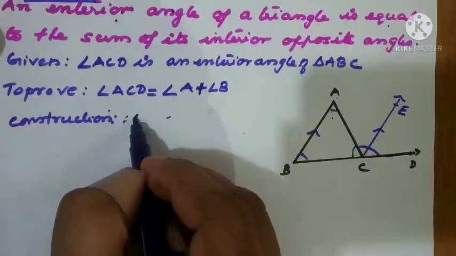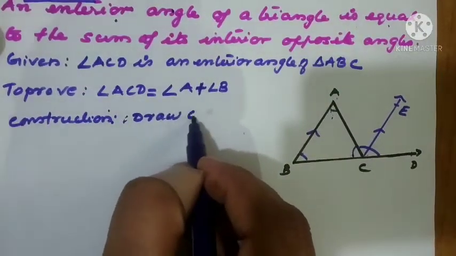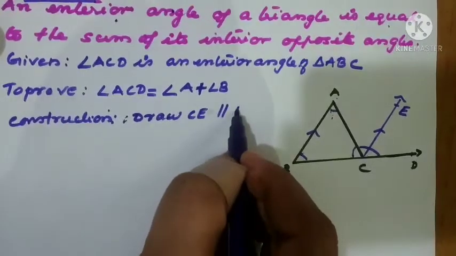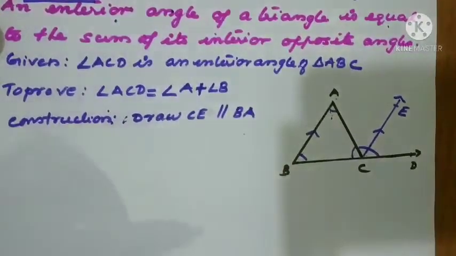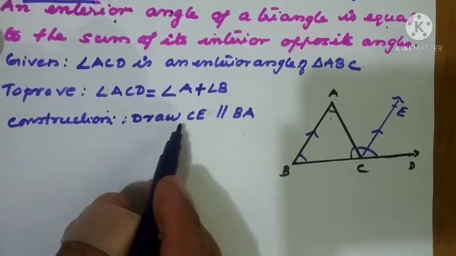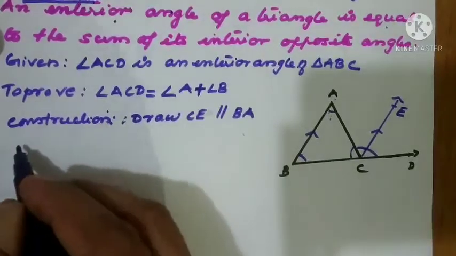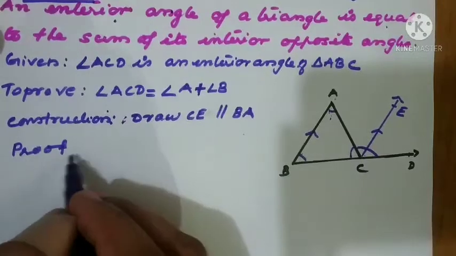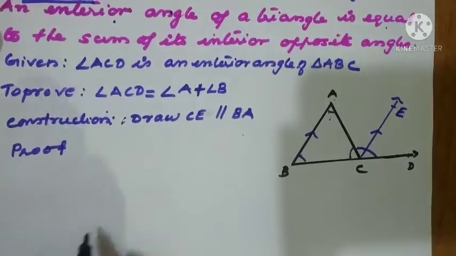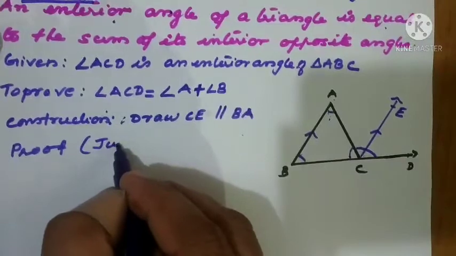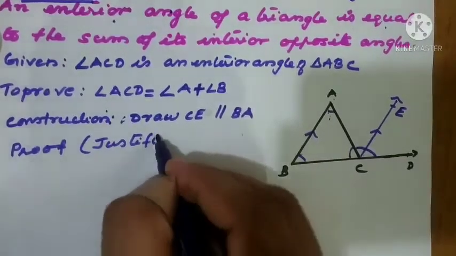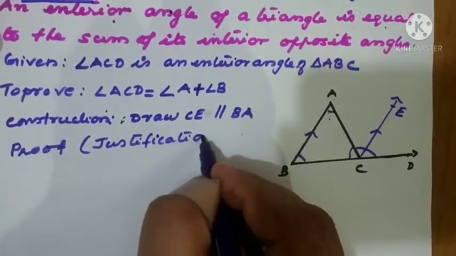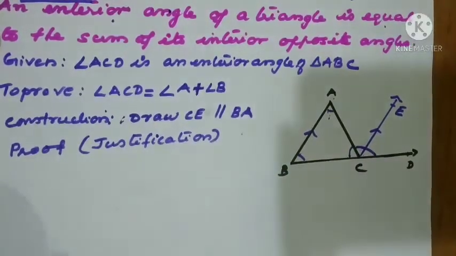So I'll write here: draw CE parallel to BA. This must be written and it must be shown in the diagram also, right? So what is the construction? We have to draw CE parallel to BA. Now what is the next step? That is the important step now, proof. In your textbook, justification is sometimes used instead of proof. Justification means the statement we are using for proving the arguments. We can use justification also, but the common word is proof only.